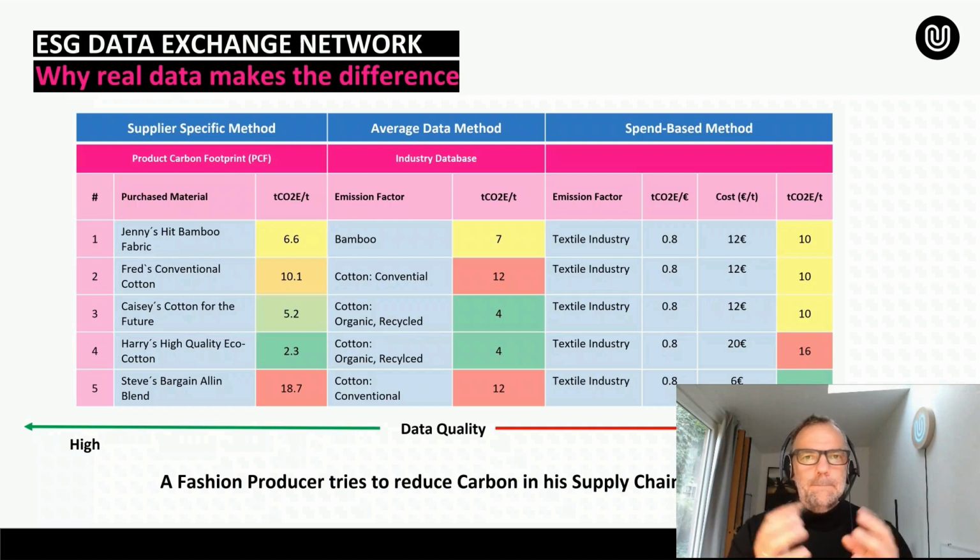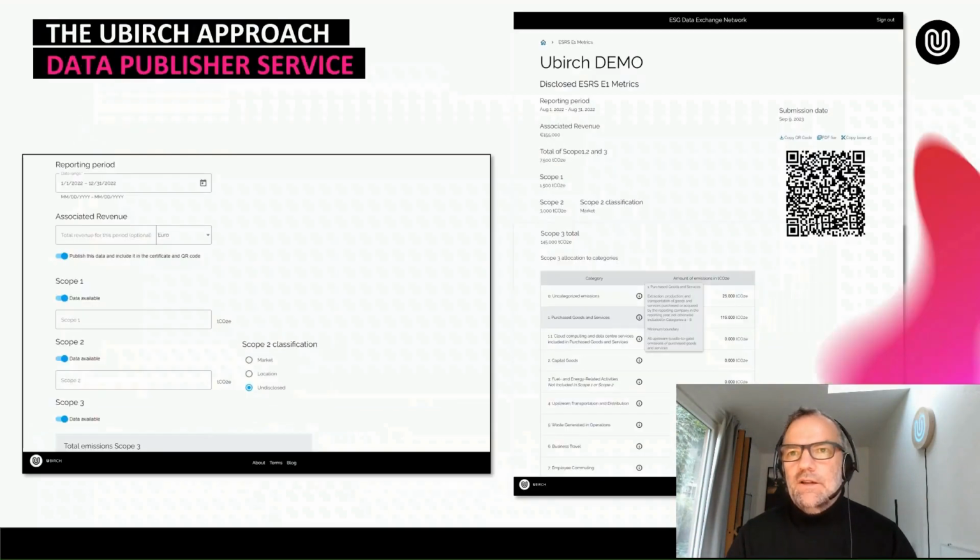In the middle, an industrial database is used, which already provides a more detailed picture, but only on the left we have real data from the suppliers and can make an informed decision and achieve the actual reduction effect.